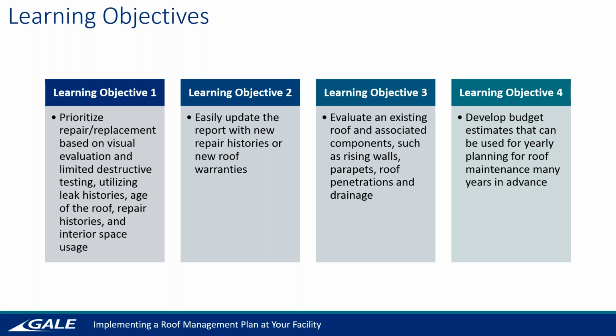And the fourth and final objective is to show you a little bit how you can develop a budget with estimates that can be used for your yearly planning over maybe a 5-year or 10-year plan on roof maintenance years in advance, so you'll have an idea of how to budget your finances going forward with your roof management plan.